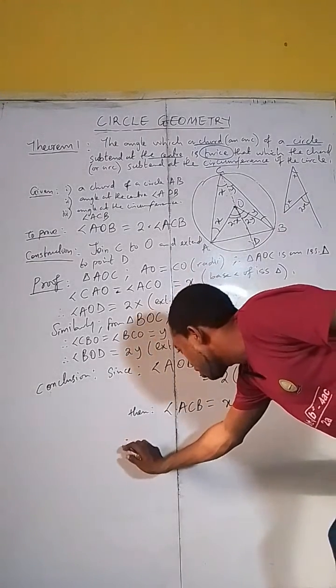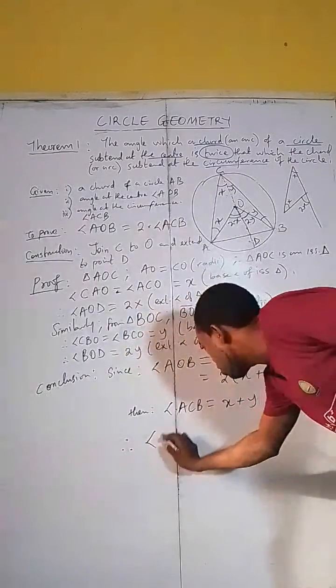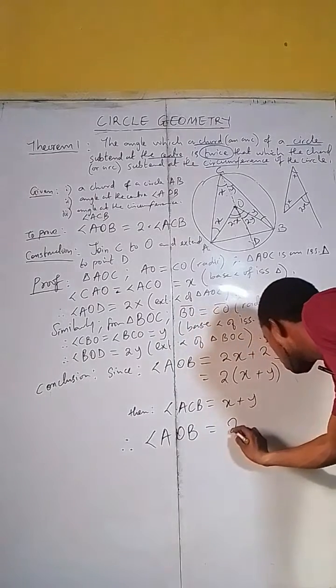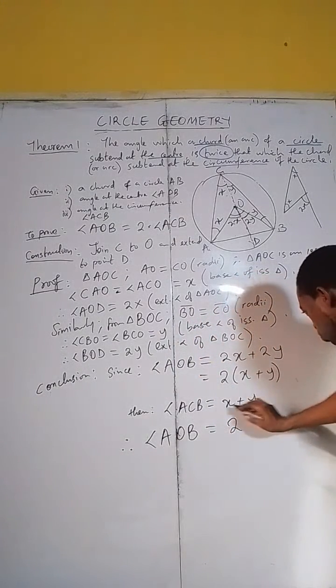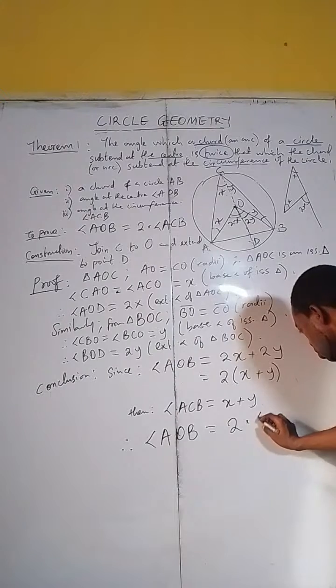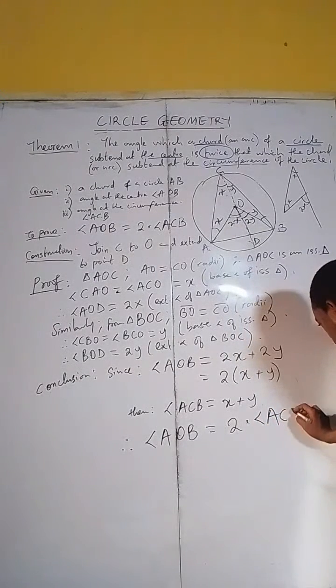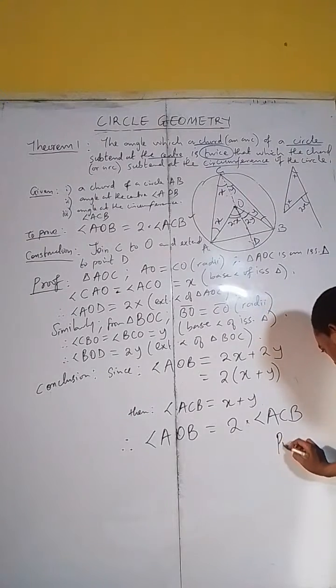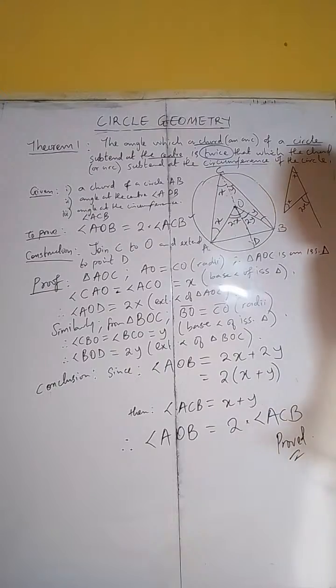And therefore, finally now, angle AOB that we have here is equal to 2 times (x plus y), which is angle ACB. So here, the required has therefore been proved. So therefore, we are done with the proof of this theorem. So that is how to go about that.